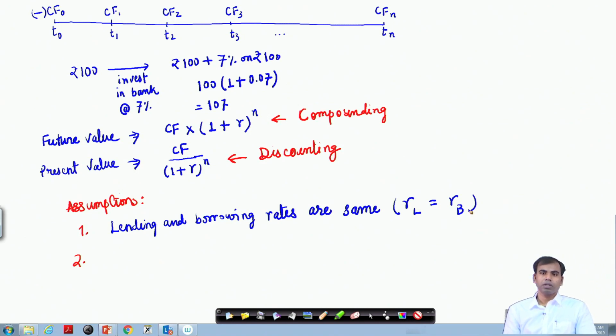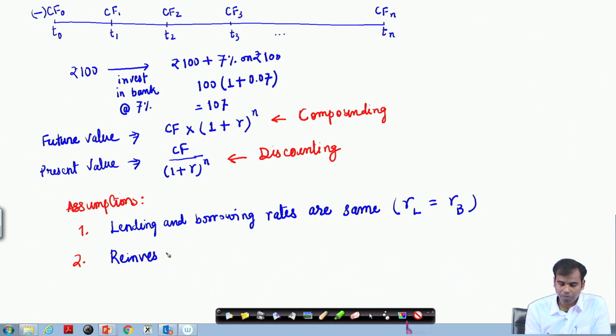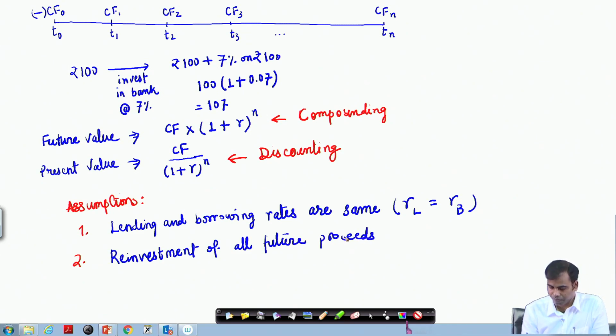So, the first assumption is that lending and borrowing rates are the same, and the second assumption that we base our approaches on is that the amounts that we are making in the process are reinvested. Which means if you are making some amount of money in future in terms of the interest income, you are reinvesting that amount of money in future.